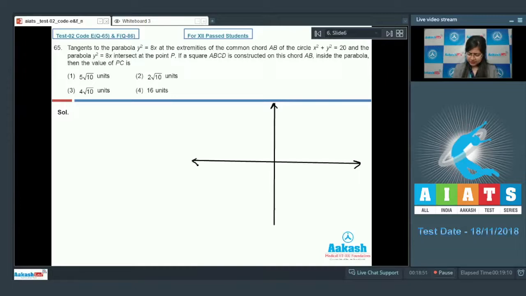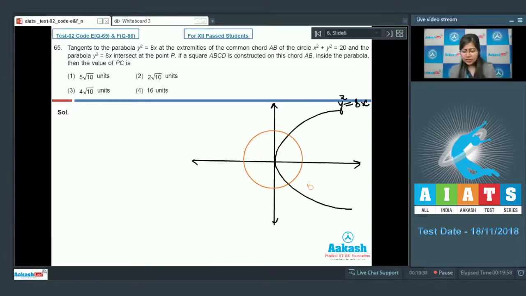This is the coordinate axis and the equation of the parabola is y square equal to 8x and we have a circle here. Let us say this is the circle, that is x square plus y square equal to 20. So this point will be root 20 and this point will also be 0 comma root 20, right? Now the common chord of the equation is AB, that is this one, right? So let us say this point is A and this point is B.